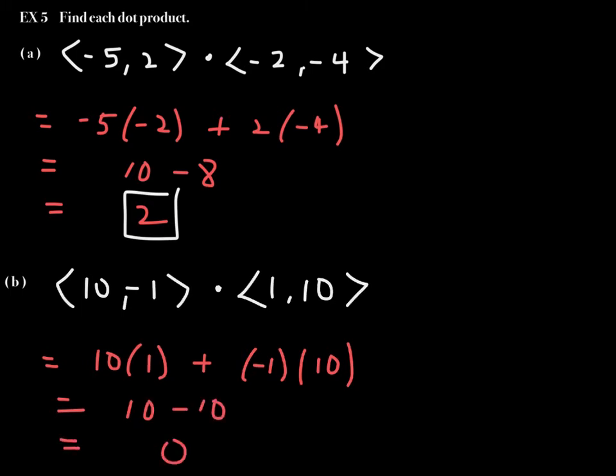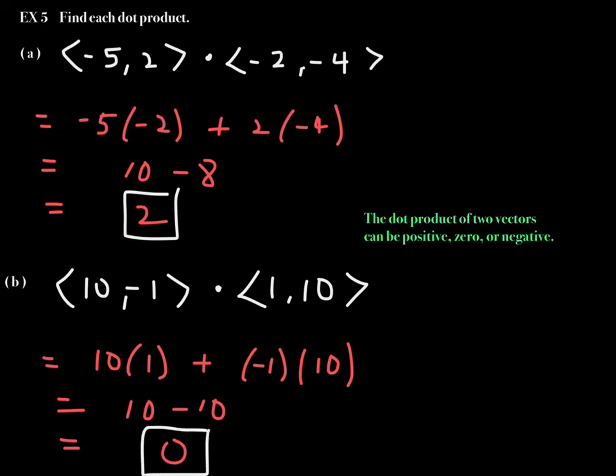So the dot product of these two vectors is just 0. Now what's really important to note is that the dot product of two vectors can be positive, like we got in example 5, part A. It can be 0, like we just finished getting, or it can be negative. Now the sign of the dot product, whether it's positive or negative, or even if it's 0, tells us something about the angle that is between the two vectors.